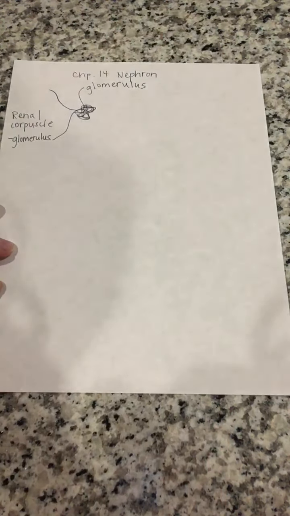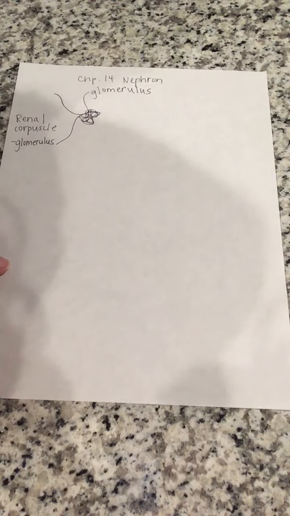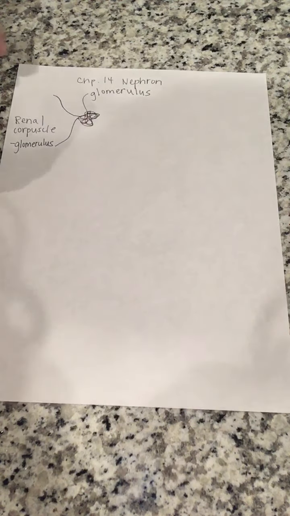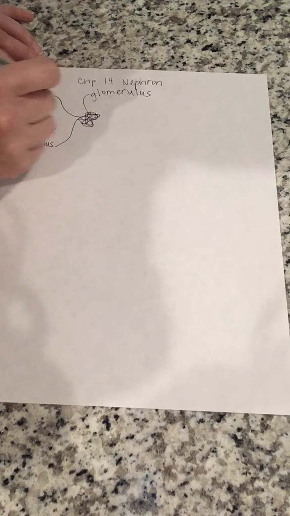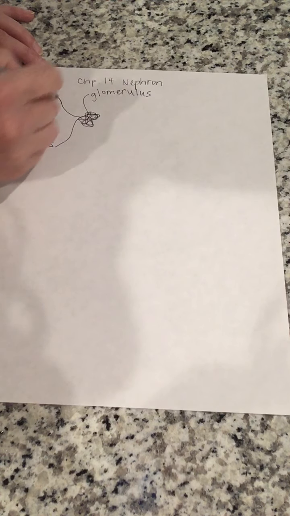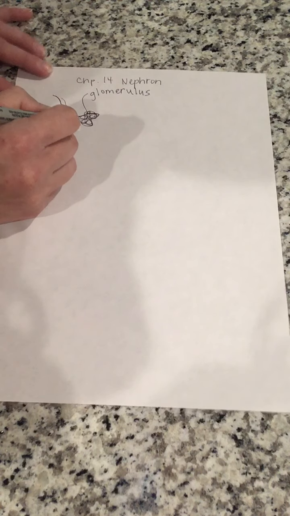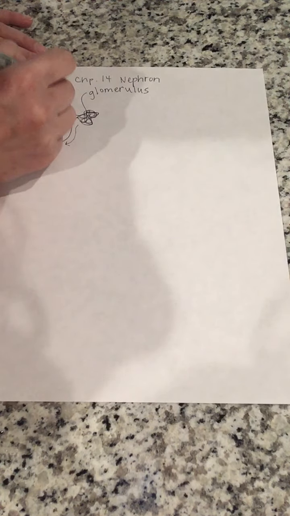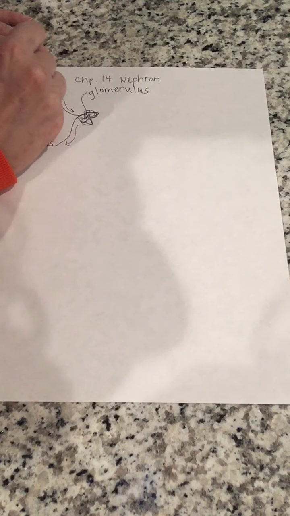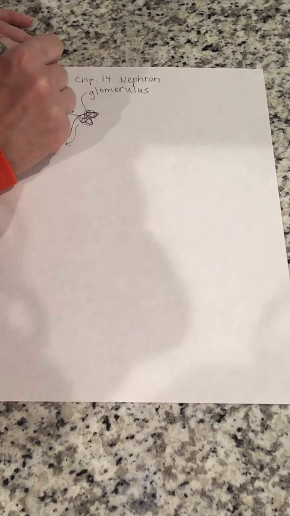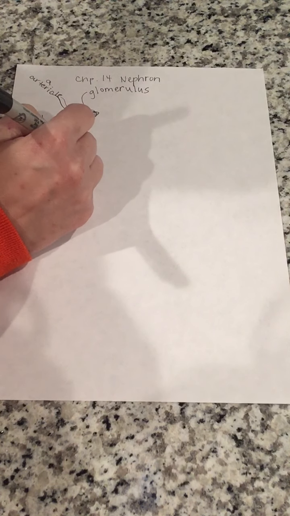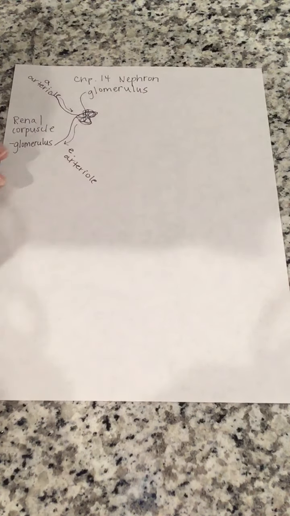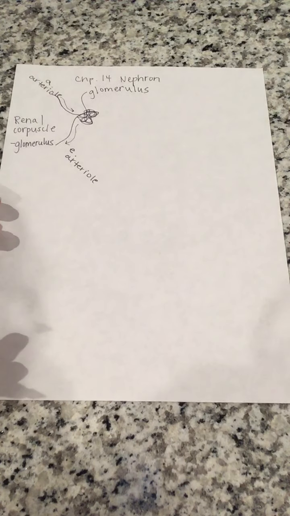So that tangle of blood vessels is called the glomerulus. And just so we remember, we have blood supply coming in and out. So we've got blood supply coming in, blood supply coming out of that structure. The one coming in is the afferent arteriole, and the one coming out is the efferent arteriole.